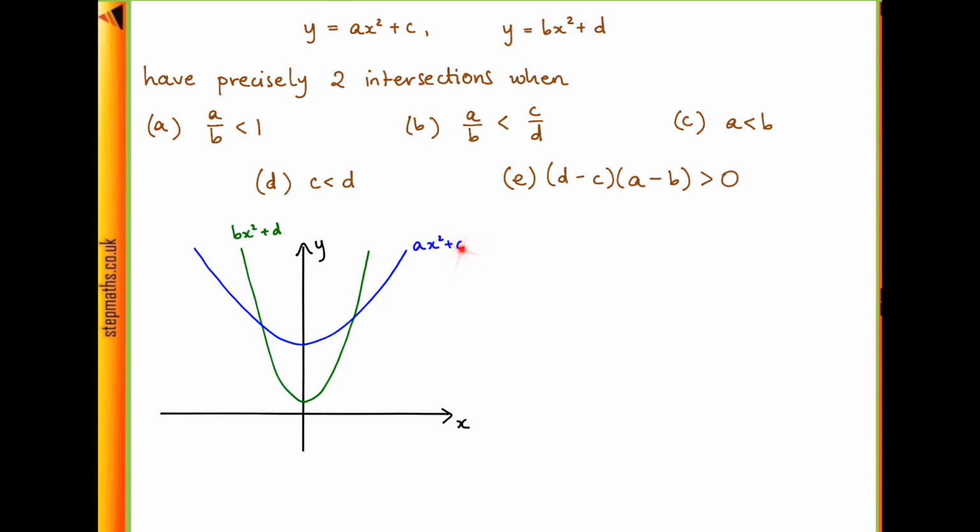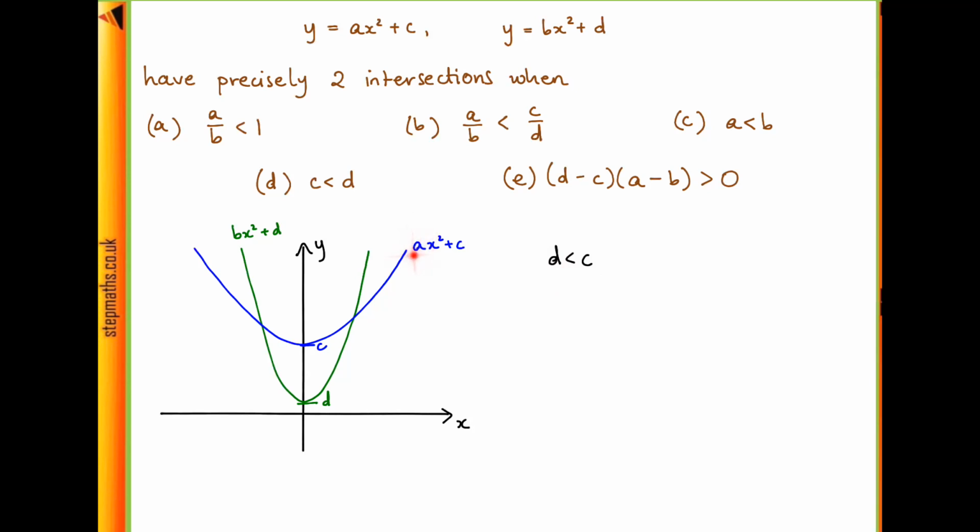Now we have that C is the y-intercept of this quadratic, so we have this value as C, and similarly D is the y-intercept of this quadratic, so D is down here. So we can see that if this is ax squared plus c and this one is bx squared plus d, then we must have d being less than c.